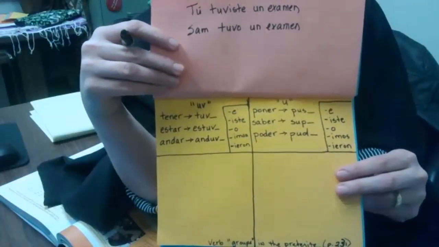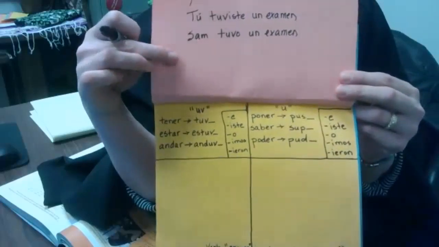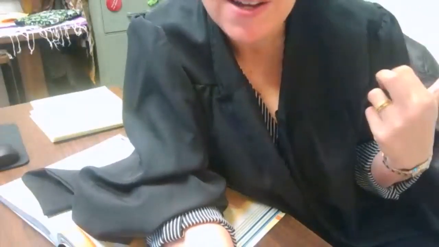Now, let's give you an example up here at the top. Okay? Saber in the present tense means to know, right? But saber in the preterite tense means to have found out something, to have found out some information.